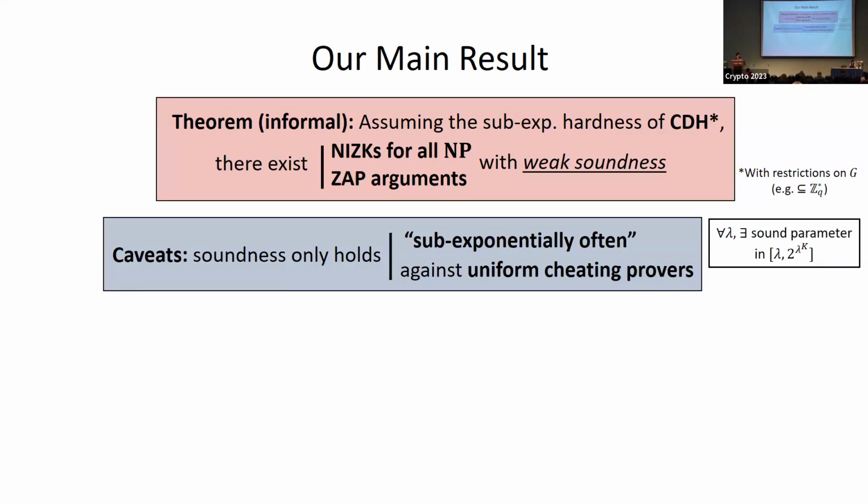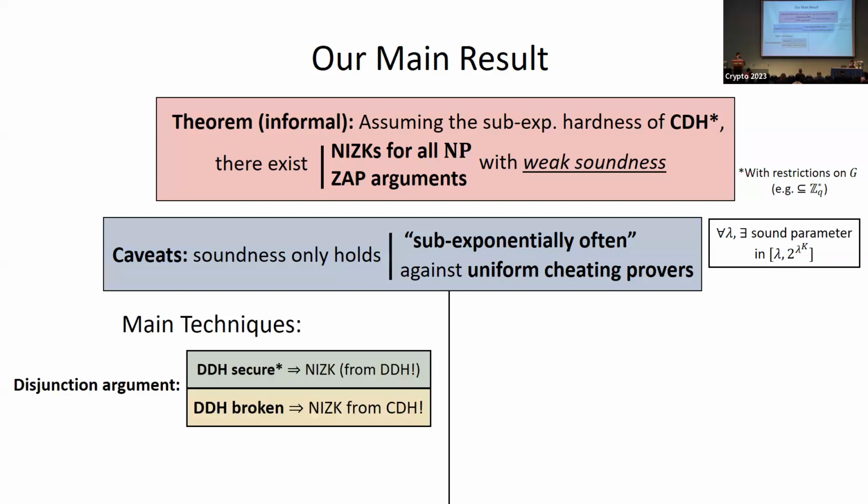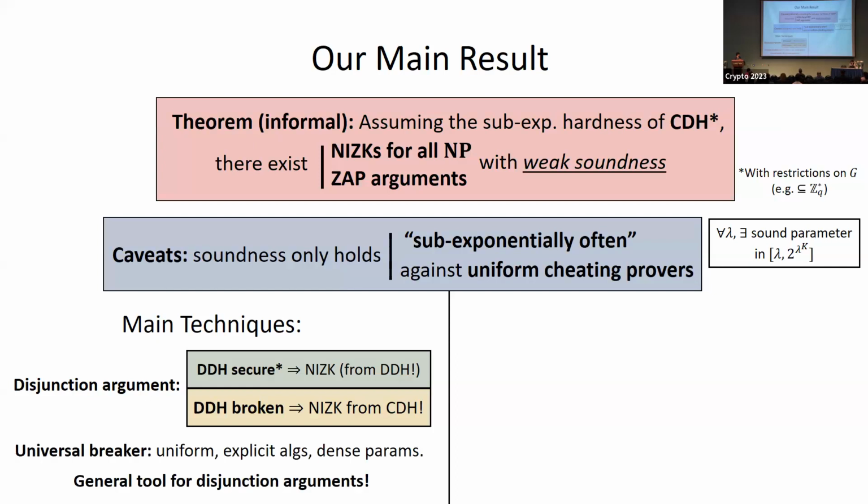And soundness holds against only uniform cheating provers because we relied on the uniform security of DDH in our argument. Our main technique is a simple disjunction argument that we can make slightly better using some form of universal breakers. It turns out that this idea of using a universal breaker can also be used in other contexts where you rely on the insecurity of a primitive to build other cryptographic applications, in particular that brings uniformity and explicit algorithms.